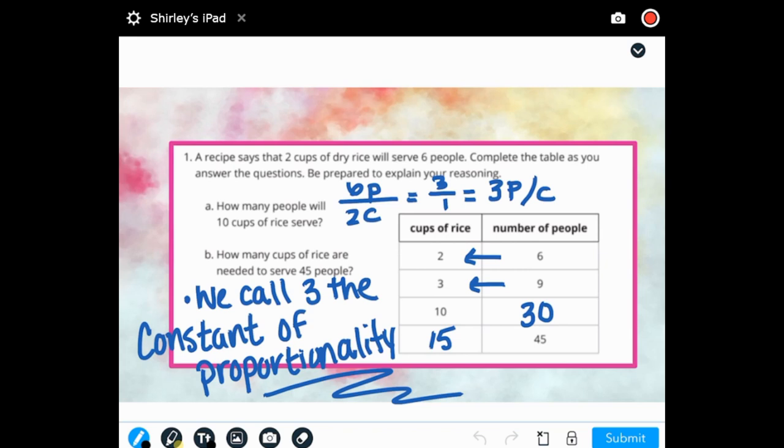So if you found your scale factor and you're filling your table in that way, try to now look at what is happening from the cups of rice to the number of people. So how do I go from 2 to 3, or from 2 to 6, 3 to 9? How do I do things like that? Our topic in Unit 2 is talking about a constant of proportionality, which is just an equivalent ratio.